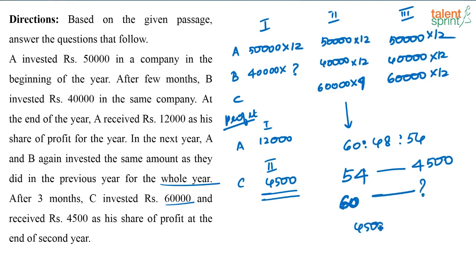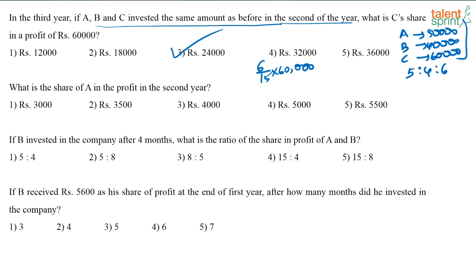4,500 into 60 divided by 54. So what will you get the answer here as? You get the answer as 5,000. A's profit in the second year is 5,000. So your answer here is option 4, 5,000.